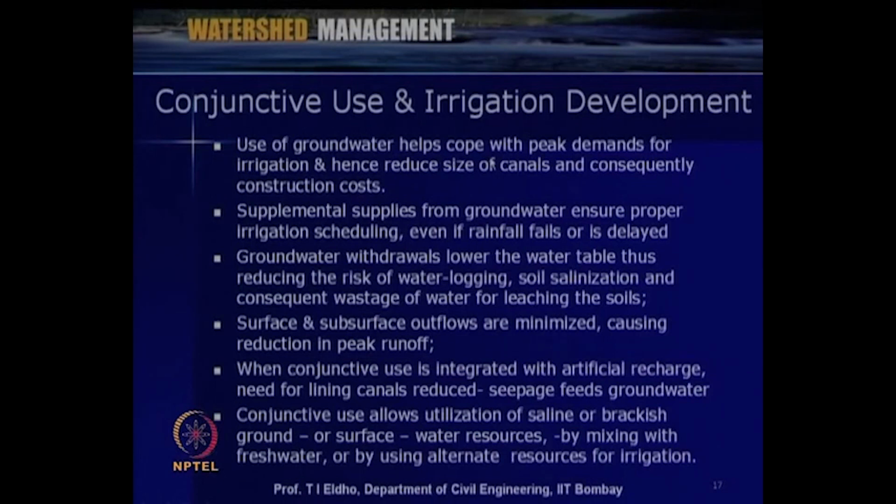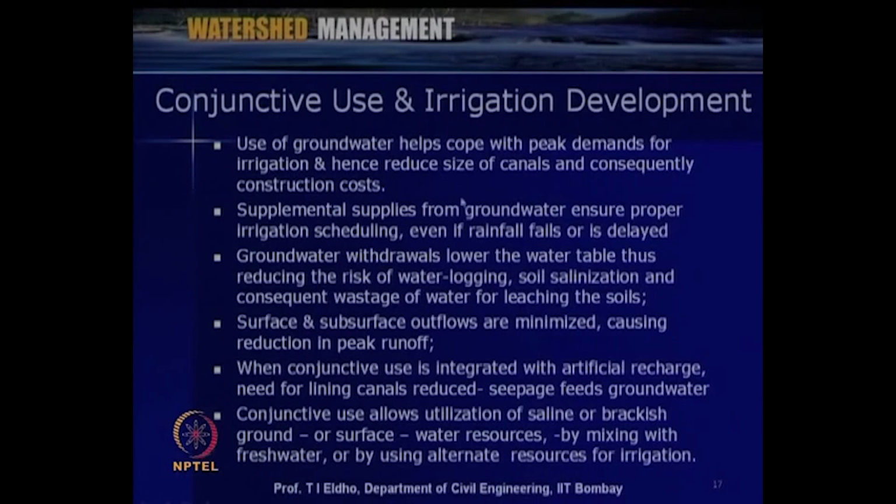The use of groundwater helps cope with the peak demands for irrigation and hence reduces the size of canals and consequently the construction costs as far as surface water utilization is concerned. Then we can go for supplemental supplies from groundwater to ensure proper irrigation scheduling, even if rainfall fails or is delayed. Especially in rain-fed agriculture areas, we can go for groundwater supply compared to small check dams or reservoirs. That way we can go for a proper irrigation schedule by conjunctive use.